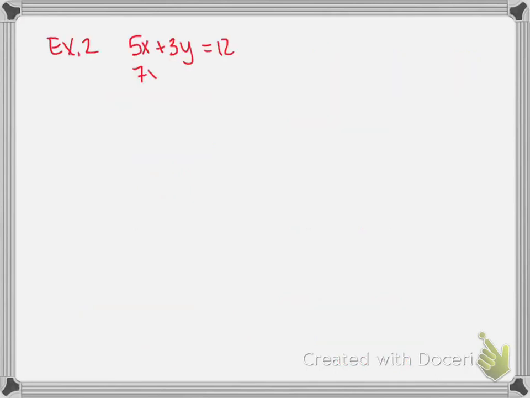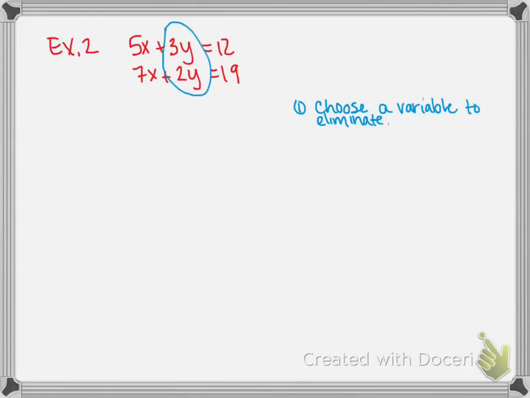Okay, so let's look at an example where we don't have a coefficient of 1 or negative 1. So again, we need to choose a variable to eliminate. So here we can eliminate y. We could eliminate x just as easily. I chose the one where both of them have smaller coefficients. I'm going to label the first equation 1, the second equation 2, just for reference.